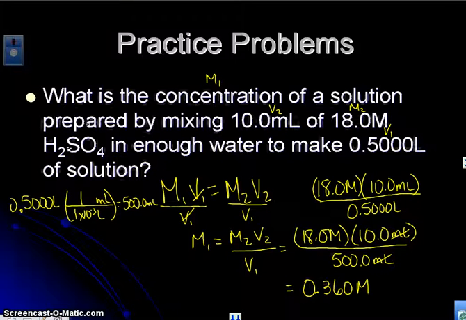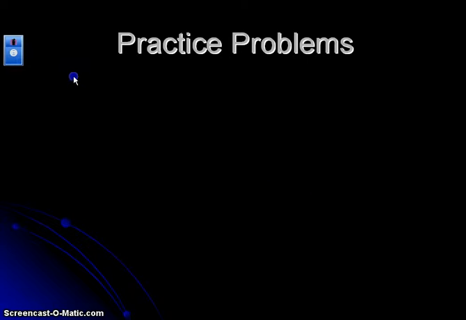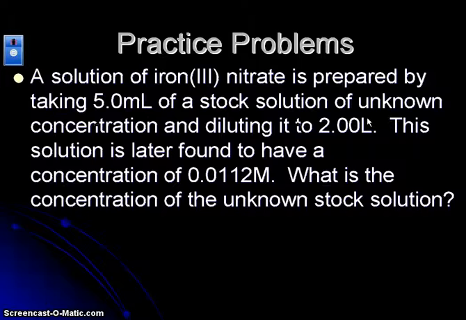Let's attempt the next problem. Go ahead and read the problem. Don't freak out because there's so much information. Just read it and try to figure out how we're going to pair things up here. Now that you've read the problem, we want to look at what numbers will go together. We've got 5 milliliters of a stock solution. A stock solution is something that you purchase and use to make dilutions. And we have diluted that 5 milliliters to 2 liters.